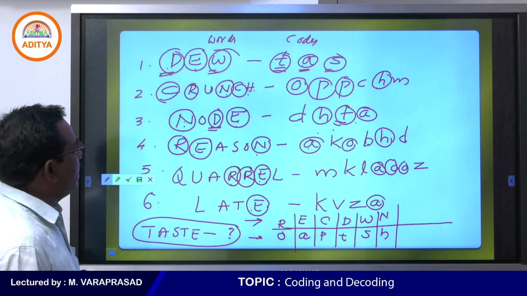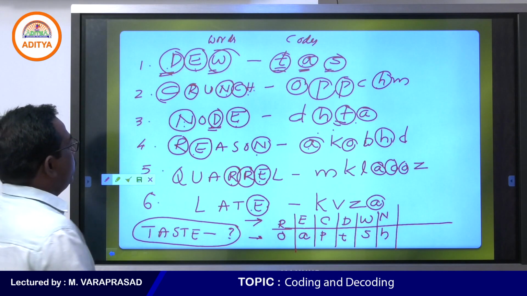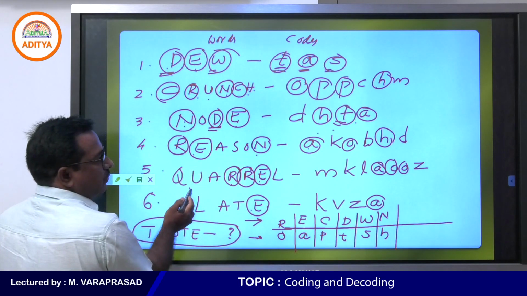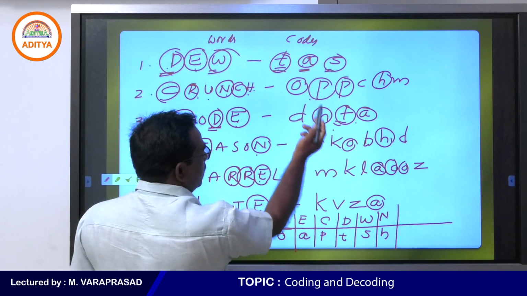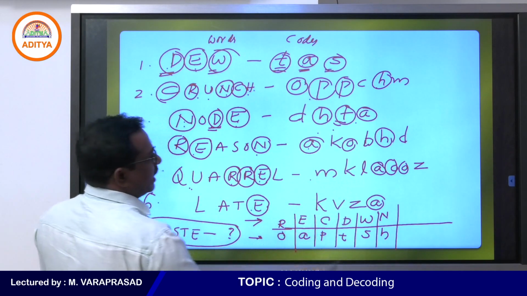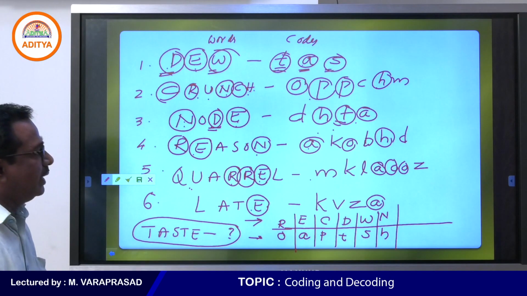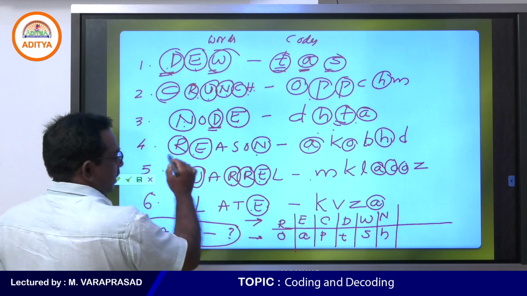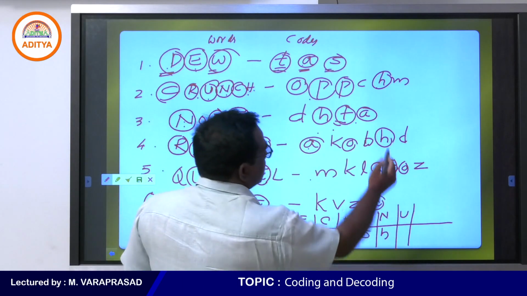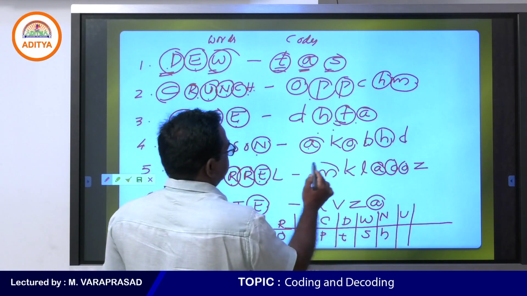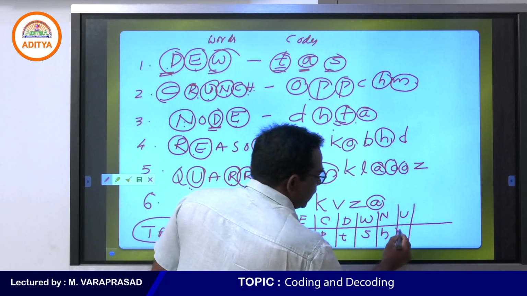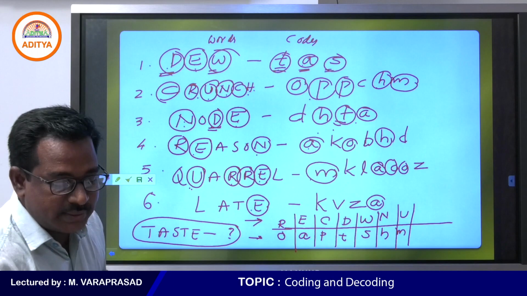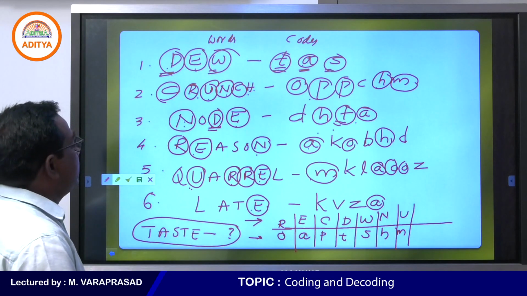Now still what is remaining here in C? U is there in the second one and the fifth one. So what can we write? What is repeated in the second one and fifth one? So U means we can write M. Yes my students, right? U means M.